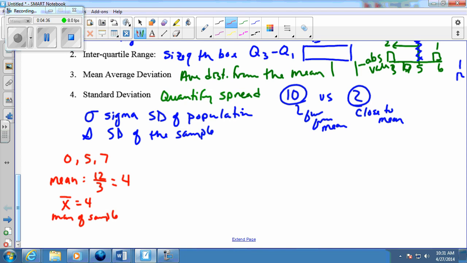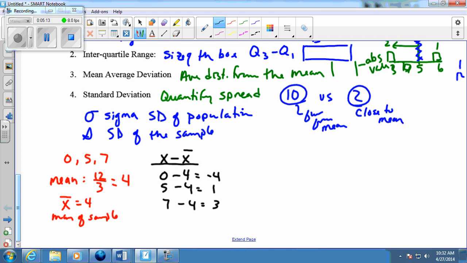So what we're going to do with this is find out how far each of these data values is from x bar. We're going to have a little table here: my value x, or my observation, minus x bar. Since I only have 3, it's 0 minus 4, 5 minus 4, and 7 minus 4. So the first one has a distance of -4, the next one has a distance of 1, and the third one has a distance of 3.